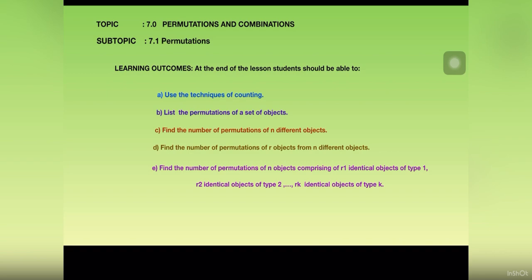E. Find the number of permutations of n objects comprising of r1 identical objects of type 1, r2 identical objects of type 2, until rk identical objects of type k. Before discussing, firstly we have to understand a related technique, which is called the technique of counting.